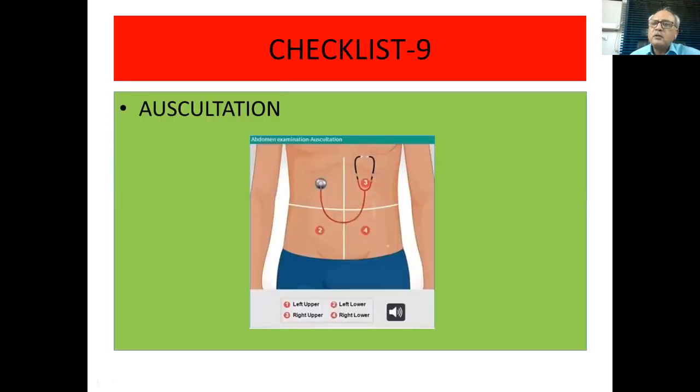After doing the shifting dullness, the clinical examination of the abdomen as far as inspection, palpation, and percussion are concerned is over, and checklist 9 is to perform the auscultation of your patient. You auscultate at least in two areas, in the right abdomen and in the left abdomen, for 1 to 3 minutes to appreciate any gut sound if it is present.